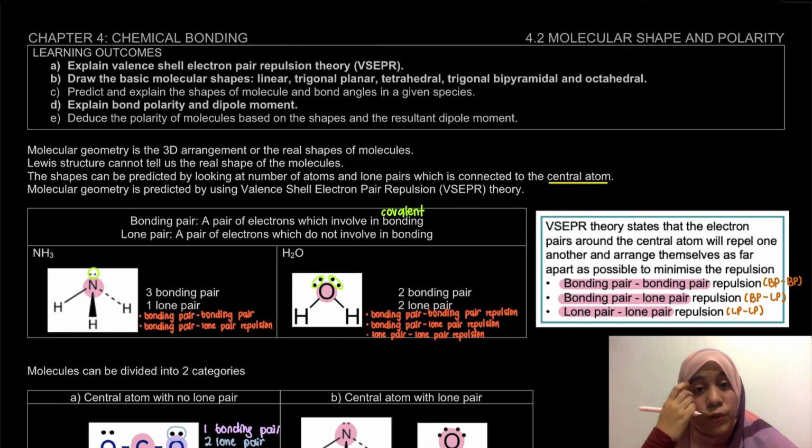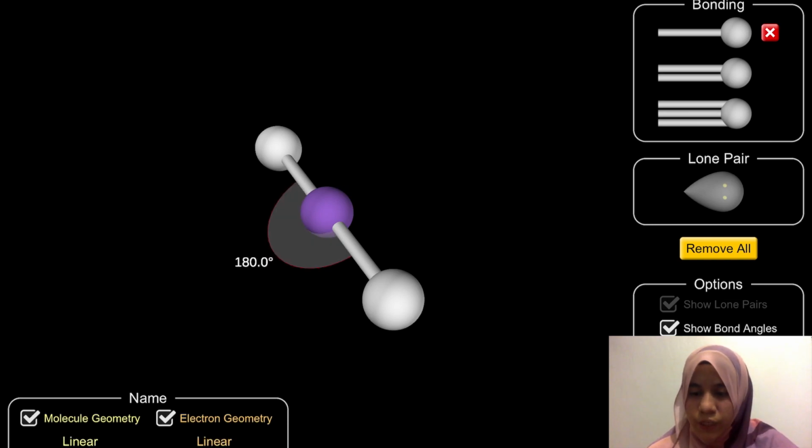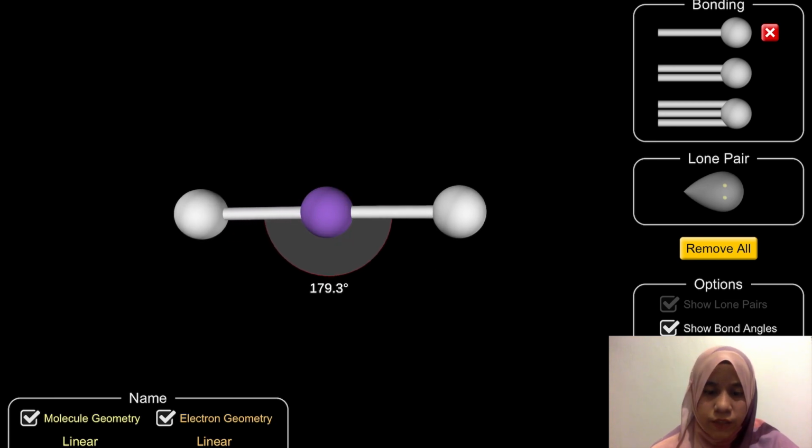Okay, before we look at examples of molecular geometry, let's do a bit of recap. This is based on the website available in your description. I just want to look at it briefly. Remember, this is for the case of central atom with no lone pair, where the electron geometry is the same as the molecular geometry, meaning the bond angle too. So the first one we learned is linear.